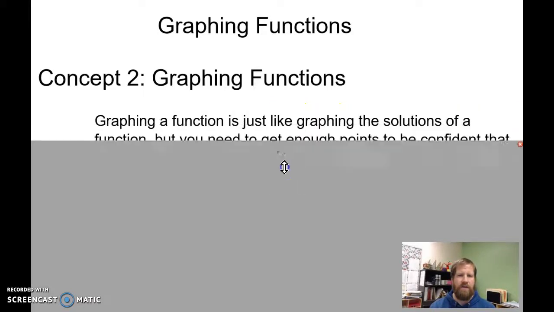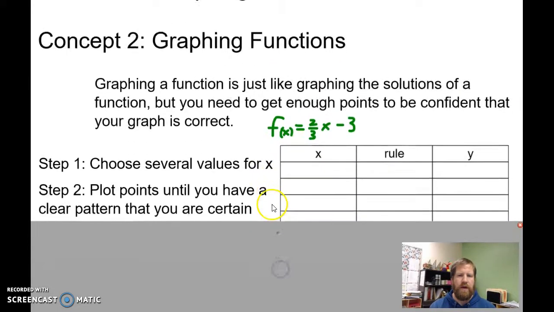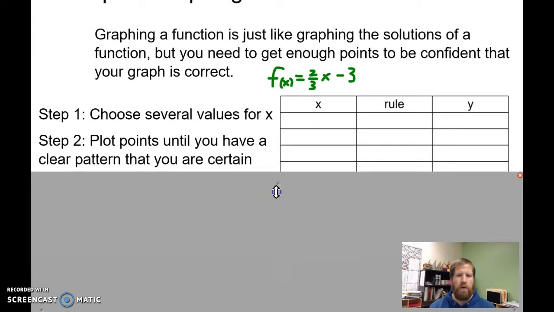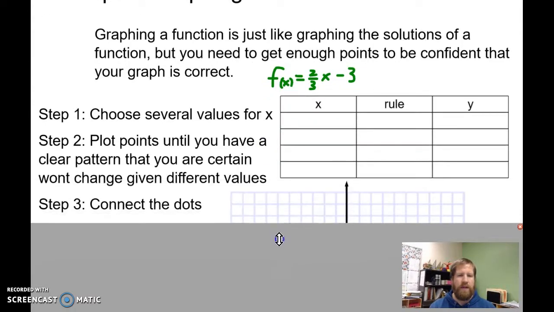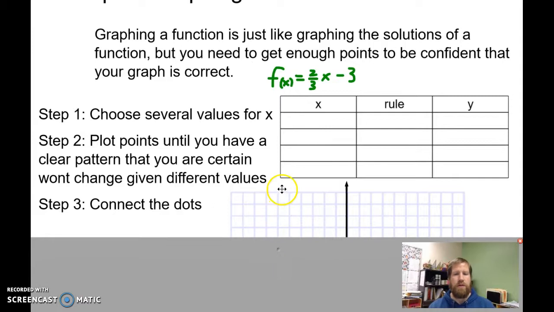Concept 2, graphing functions. So when you're graphing the whole function, you are going to be graphing points, just like when you're graphing partial solutions, but you're also going to be connecting those points to form a line or a curve. Okay, and that curve is going to plot out points that will be on the graph, but maybe you didn't even figure out those specific points.